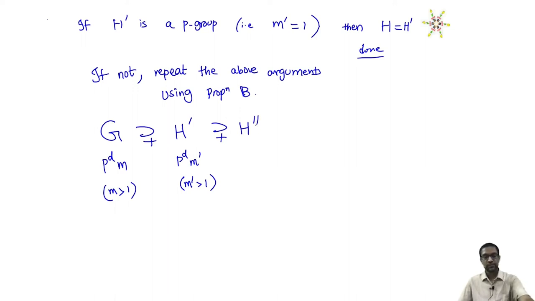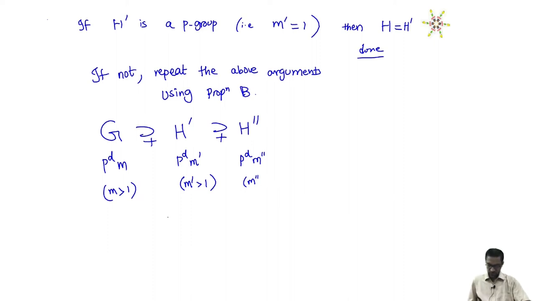And this subgroup H prime also has cardinality which is again of the same form: the power of p is still the same, and the number m is now m dash, or rather m double dash in this case. Okay, so let's call it m double dash. Now if m double dash is 1, which means H double prime is a p-group, then again we are done. Now it's just a question of repeating the argument again and again.